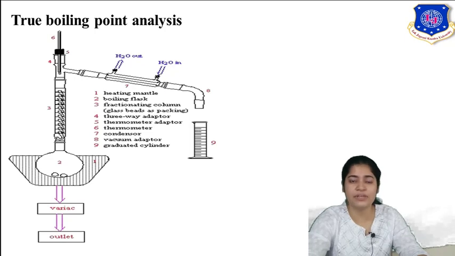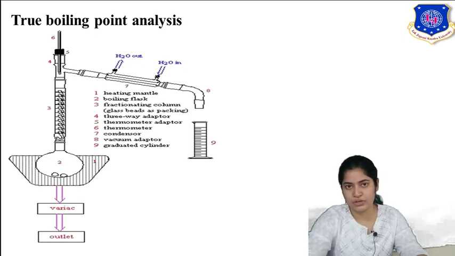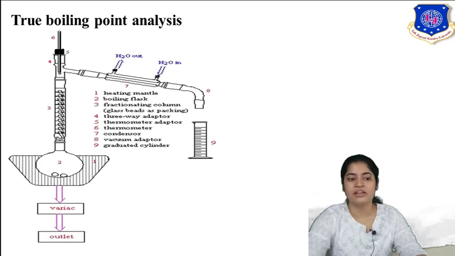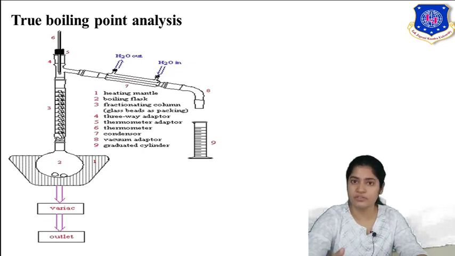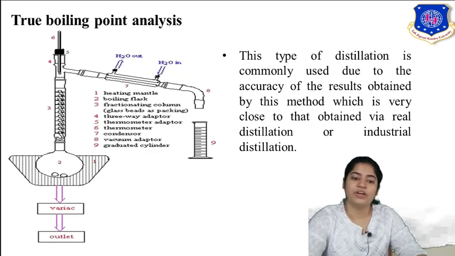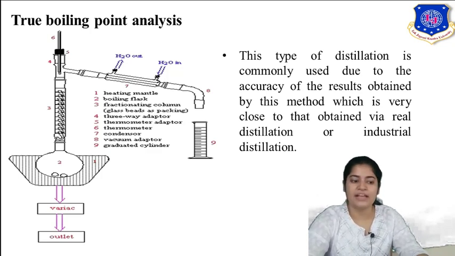Now as heating takes place, note here, the component which is very volatile will vaporize first. As the vapors rise upwards, you are now introducing reflux also. Because of more contact with the reflux, your vapor becomes pure, high in the more volatile component. Those vapors travel, condense and are collected in the collecting cylinder. This way your process of distillation is done here. Because it is accurate, it is called true boiling point analysis.